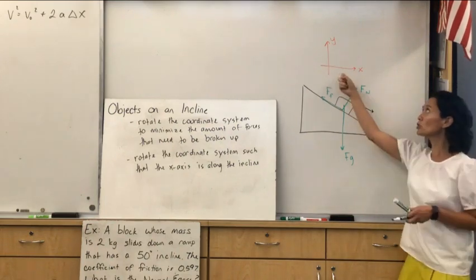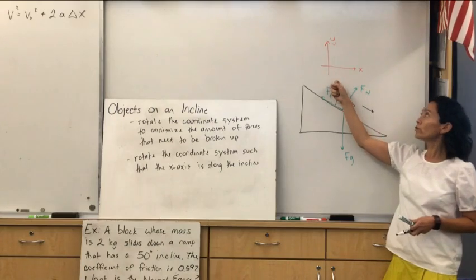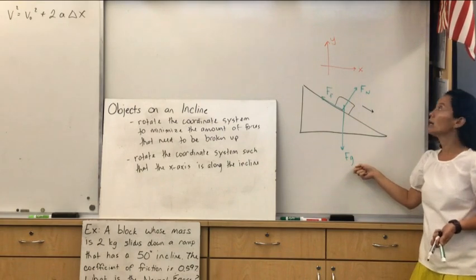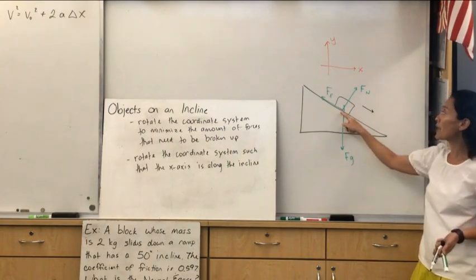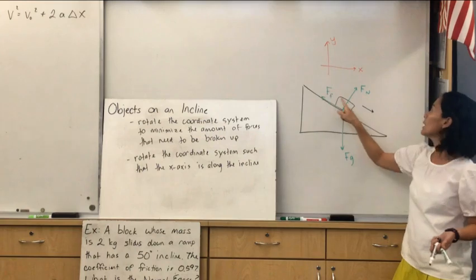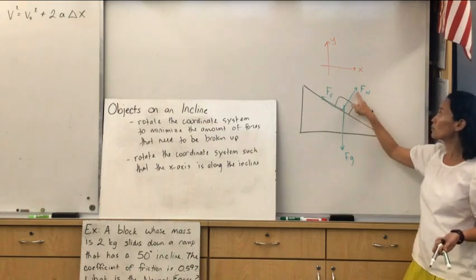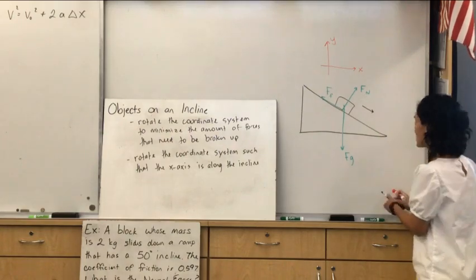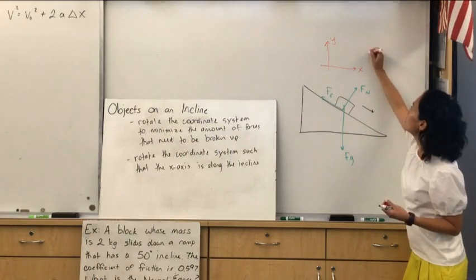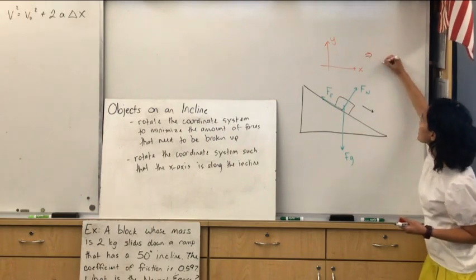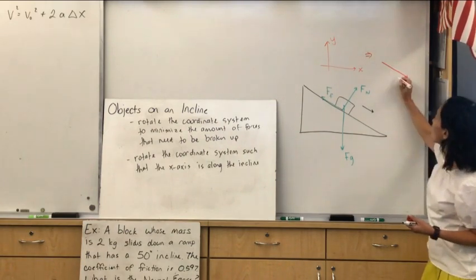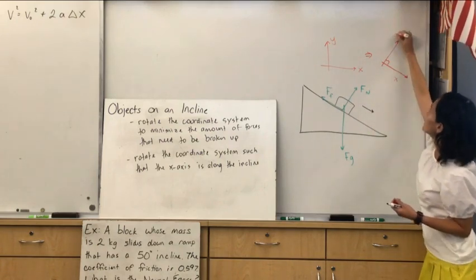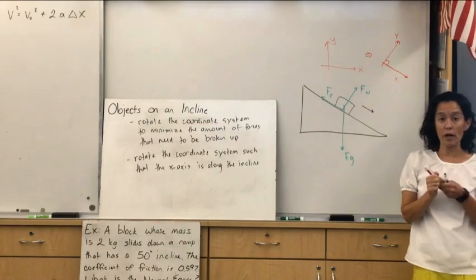So in my traditional coordinate system, the only force that is actually along one of the axes is the gravitational force. I would have to break up Ff into an x component and a y component, and Fn into an x component and a y component, and that is just tricky. So I want you to get into this habit of, when it's on an incline, take our coordinate system and rotate it such that x is along the incline, so it's kind of angled, and that's going to force y to be rotated as well.